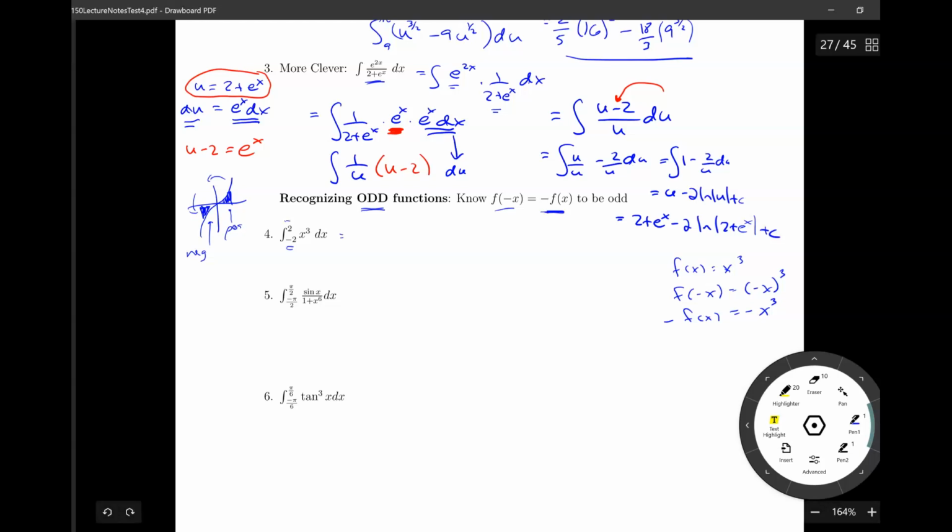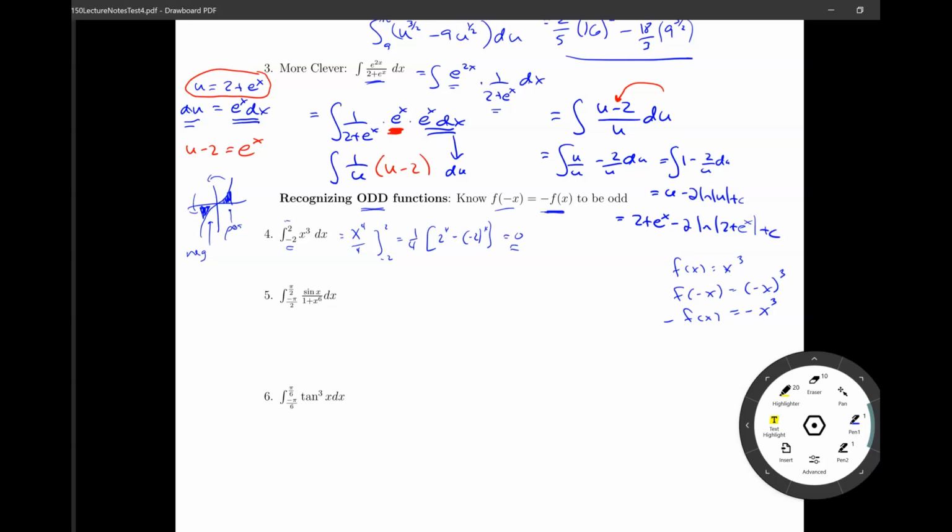So let's go look at the algebra of doing this. I get x to the fourth over 4 between negative 2 and 2. So 2 to the fourth, subtract off negative 2 to the fourth. Well, this is going to give me 0. So algebraically it gives me 0, and we can see what it looks like on the graph, this negative area canceling with this positive area.